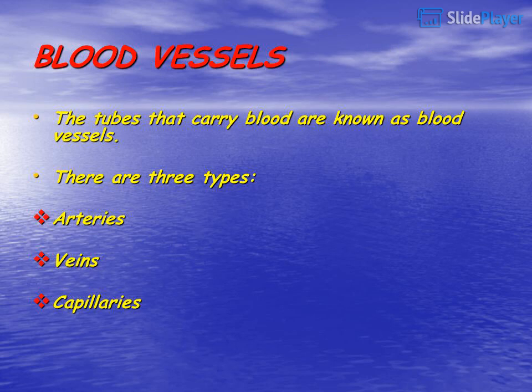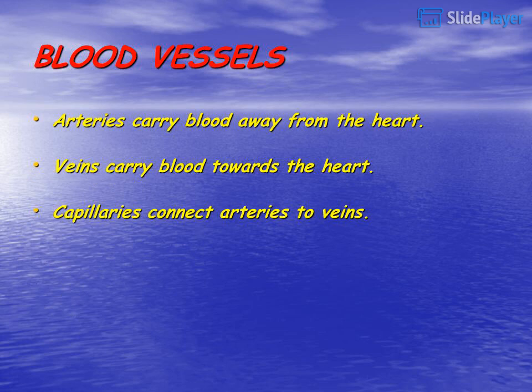Blood vessels. The tubes that carry blood are known as blood vessels. There are three types: arteries, veins, and capillaries. Arteries carry blood away from the heart. Veins carry blood towards the heart. Capillaries connect arteries to veins.